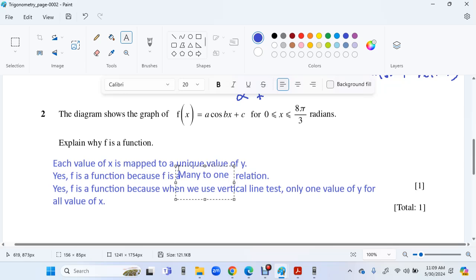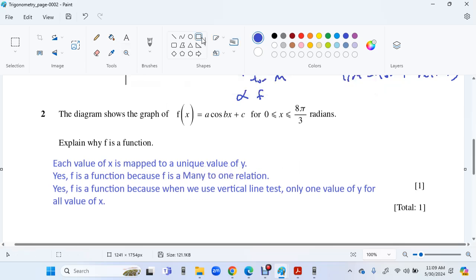So since it is many to 1, it is a function. Many to 1, so it is a function. So to 1 is a function.